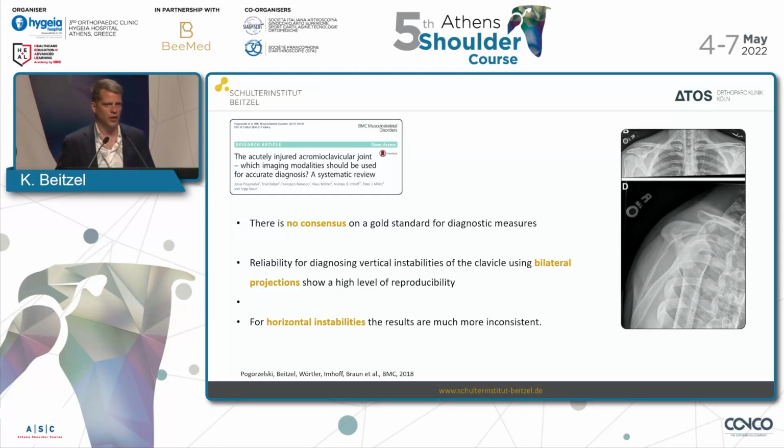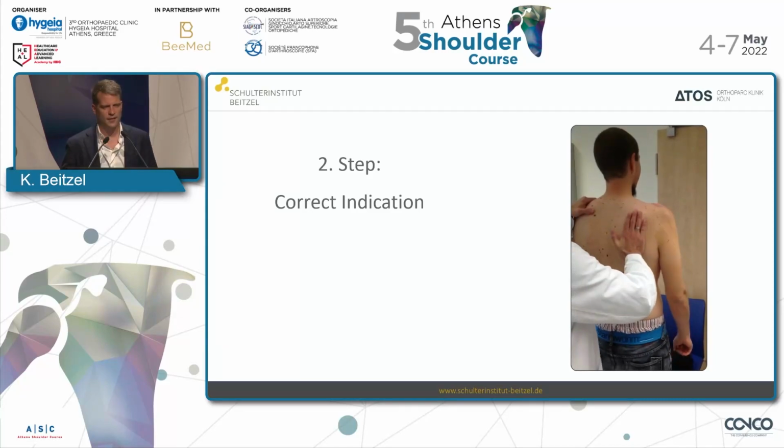So we looked this up in the literature. Again, here also we have no gold standard, but there seems to be a consensus that when you use bilateral AP or Zanca views, you have an objective measurement of the CC distance. And when you use the Alexander stress views, you have a possibility to pick up the horizontal instabilities. There are different ways coming up. The Bern group is doing the ACDC scores and different very sophisticated measurements, but I think these are very pragmatic ways to counsel your patients in the everyday setting.